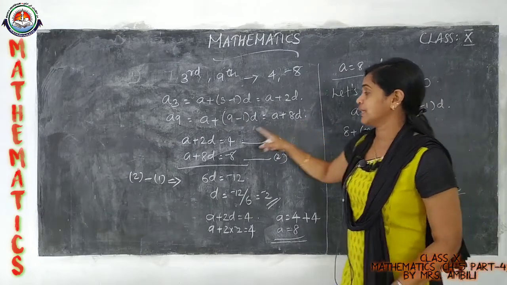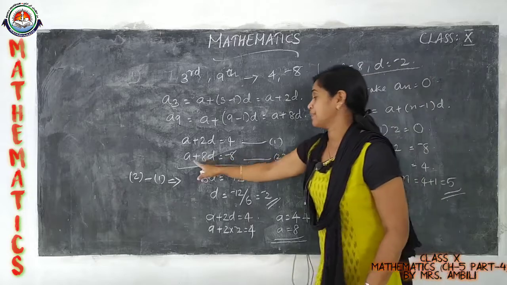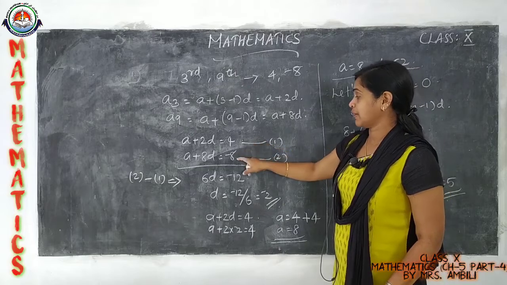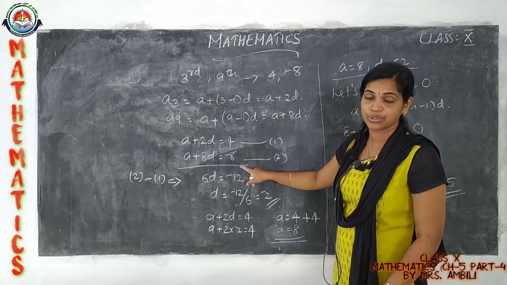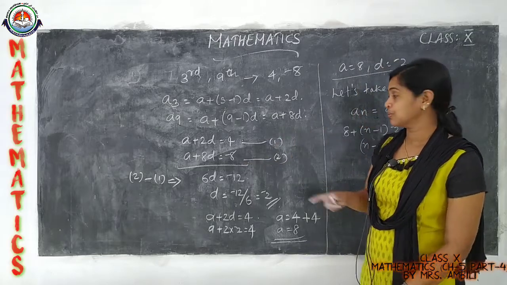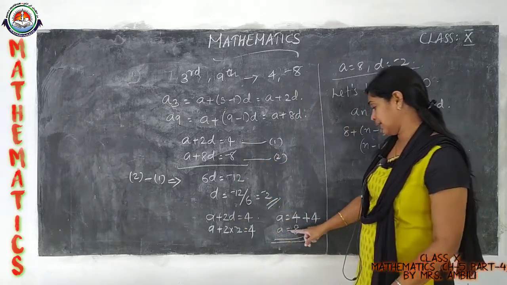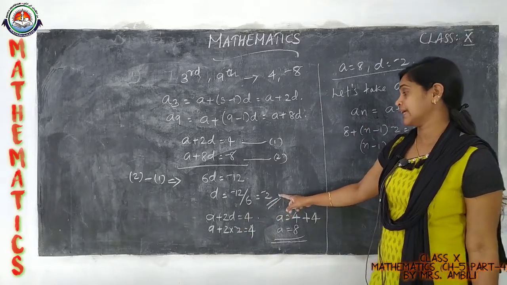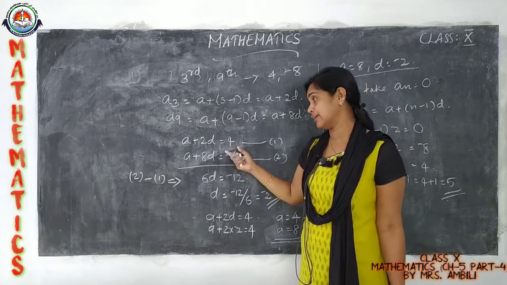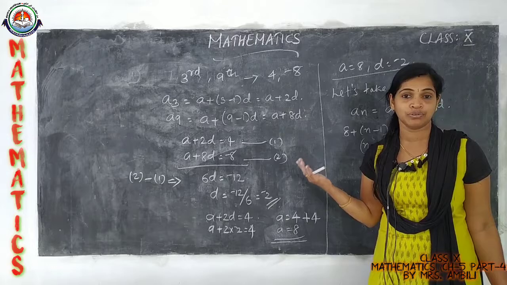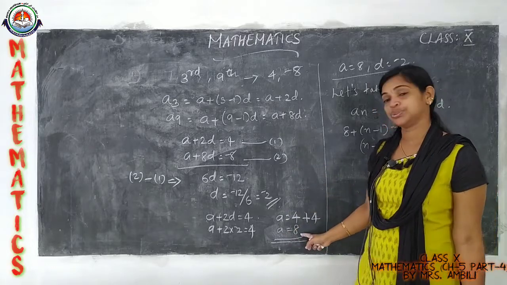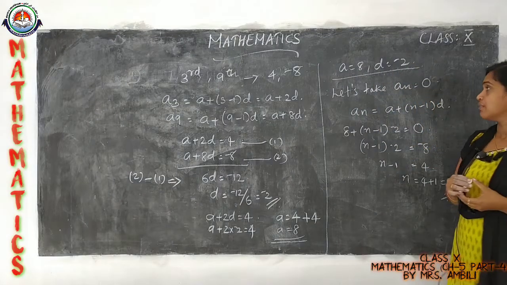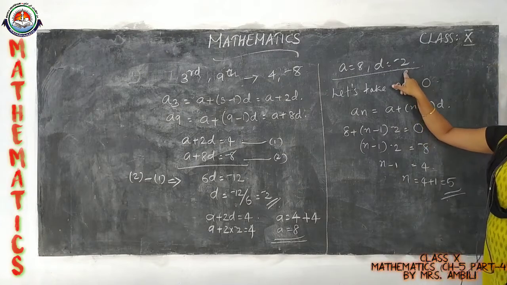The values are also given. So we can write a plus 2d equal to 4, and a plus 8d equal to minus 8. These are the given things. Then subtract 1 from 2 and solve these two equations. We got two equations, solve these two. From these equations we will get d equal to minus 2. We got the common difference now. Then we can apply the value in equation 1 or 2. In any equation you can substitute, then you will get the value of a. So now we got a equal to 8. Now we got the first term and the common difference: first term equal to 8 and common difference is minus 2.